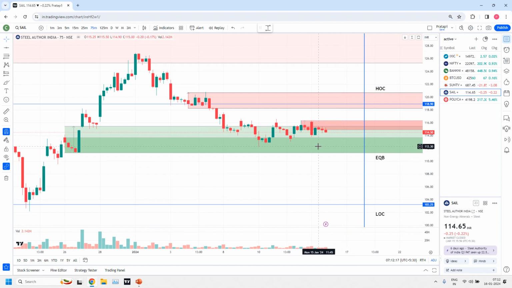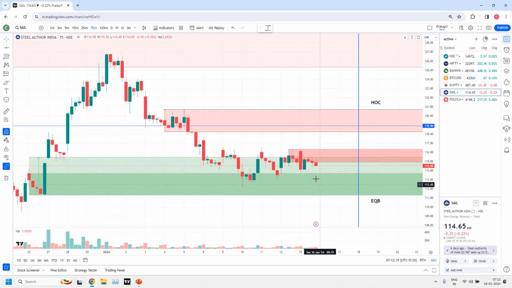So this is the way you can plan your trade. But from the risk management point of view, you can plan. Because you have to make sure at least 1:3 RR should be there. If 1:5 is there, that is excellent.